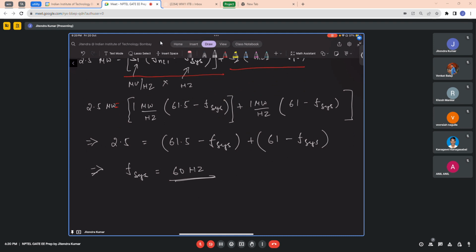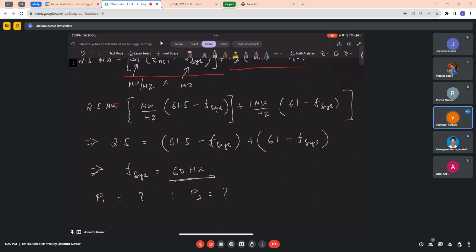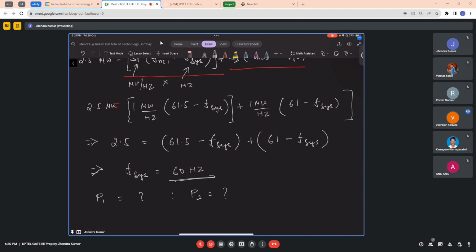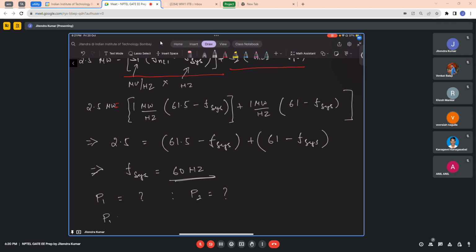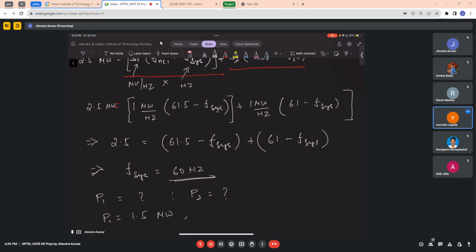I want to find out the P1 and P2. Can we find it out? P1 is 1.5 megawatt. P2 is 1 megawatt.